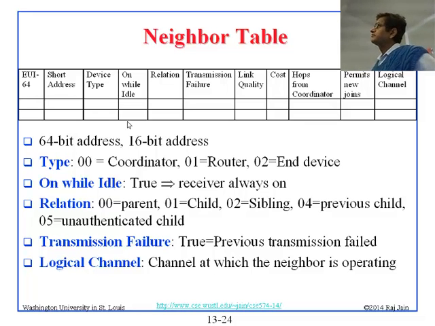So each node carries a table like this for each neighbor. What is their IEEE 64-bit address? What is their short address? What type of device it is? Whether it sleeps? And what is my relationship, whether parent or child. Transmission failure. Basically, it says that, yeah, it was there, but I have already had one failure, two failures, and sometime later it will be just thrown out.